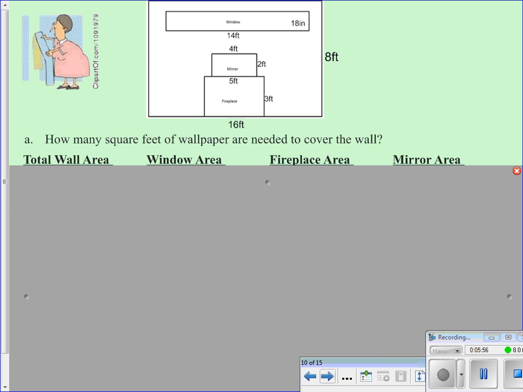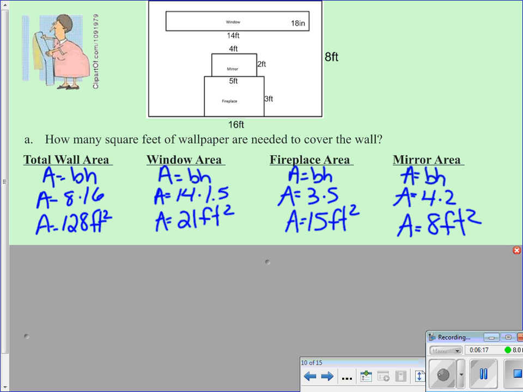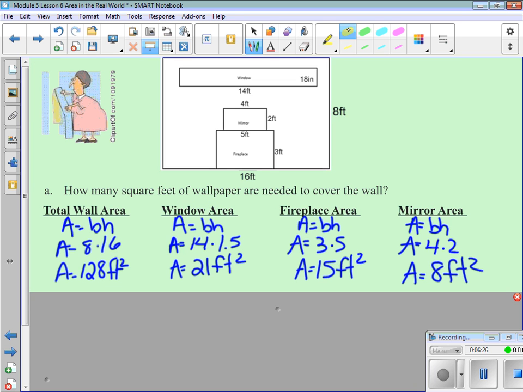All right. So now, before we can figure out how much wallpaper or how much paint we need, we have to figure out the area that we're going to cover. So let's find those four areas: the total wall, the window, the fireplace, and the mirror. Go. So now that we have the four areas that we need, we have to remember that we are only going to wallpaper or paint this area.